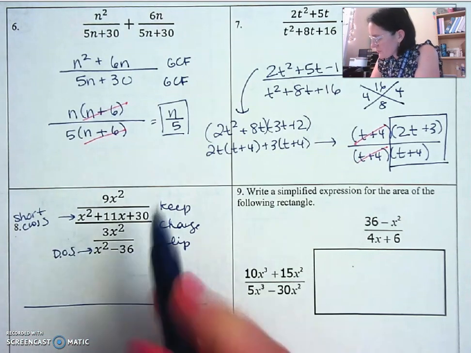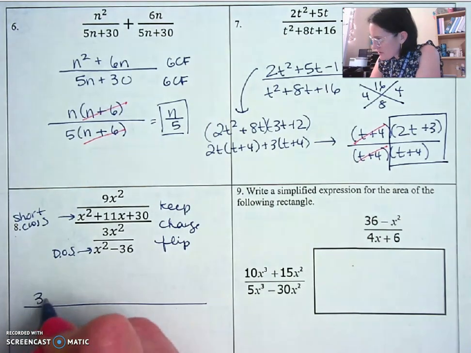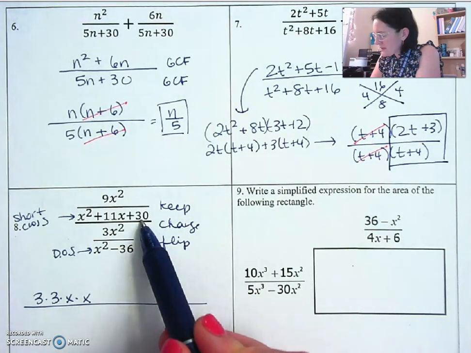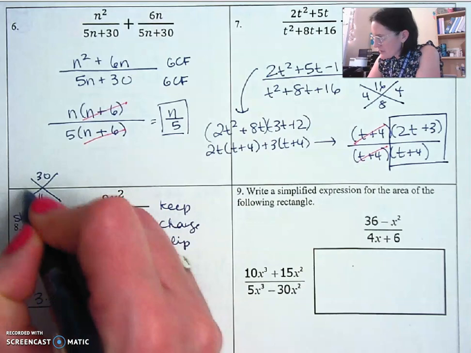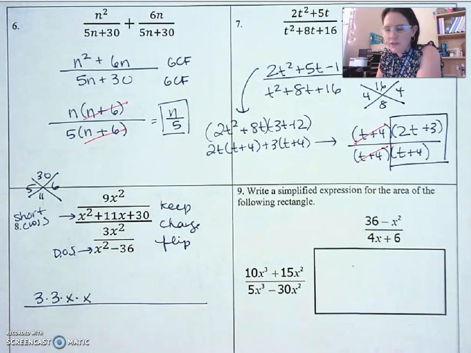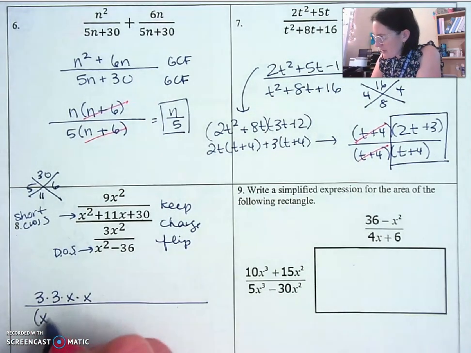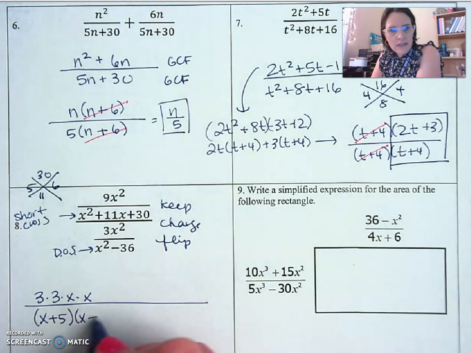So first one, 9x squared becomes 3 times 3 times x times x. And its denominator, what multiplies to 30 and adds to 11, that's 5 and 6. So I have x plus 5 times x plus 6.